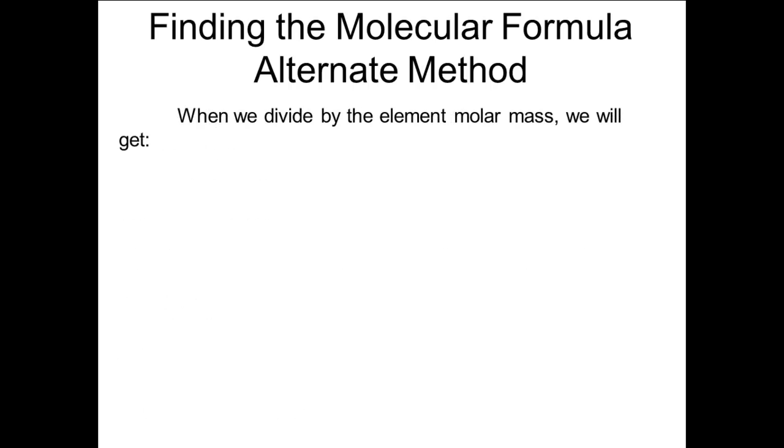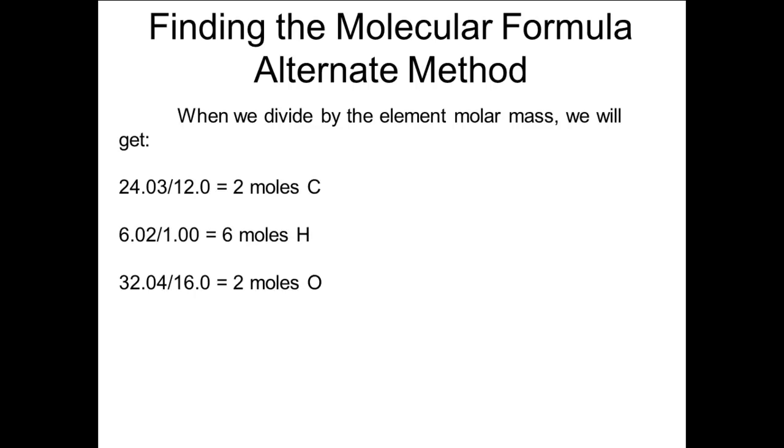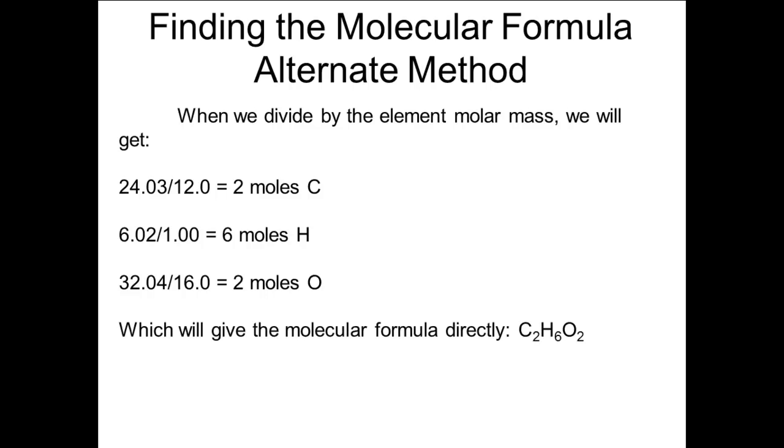If we divide the number of grams by the molar mass of the element, we must get a number very close to a whole number. These whole numbers for each element are the subscripts for the molecular formula. In this case, we get the following: 2 moles of carbon, 6 moles of hydrogen, 2 moles of oxygen, giving a molecular formula of C2H6O2 and an empirical formula of CH3O.